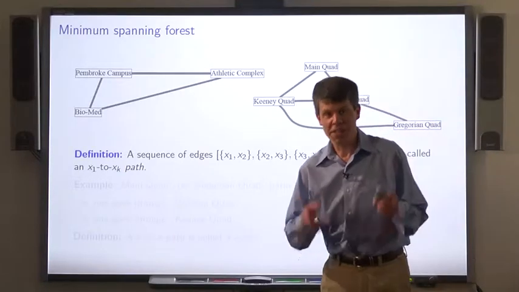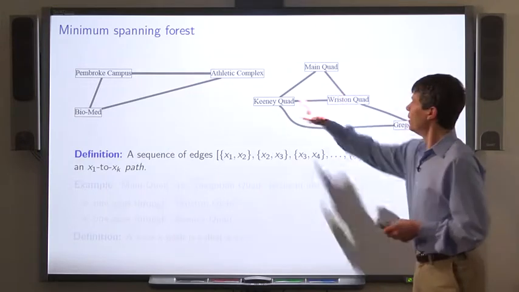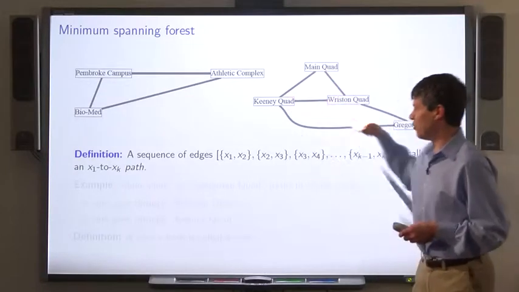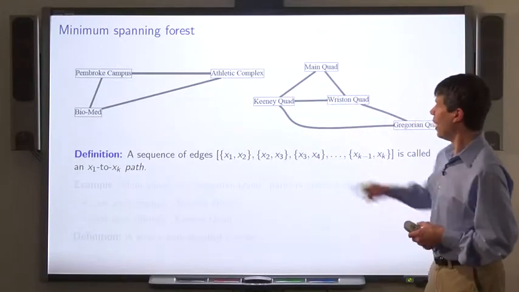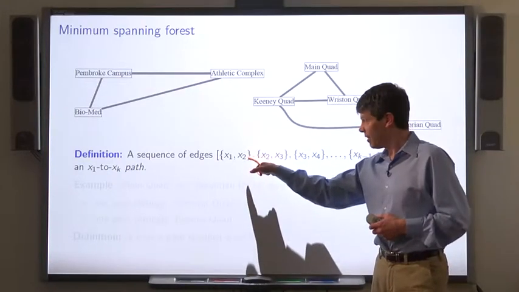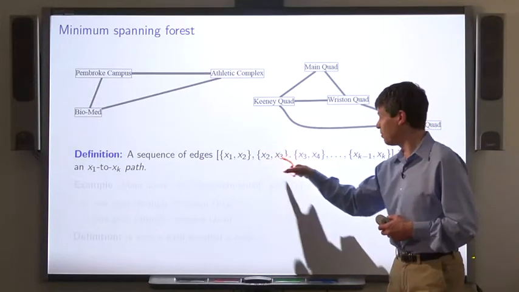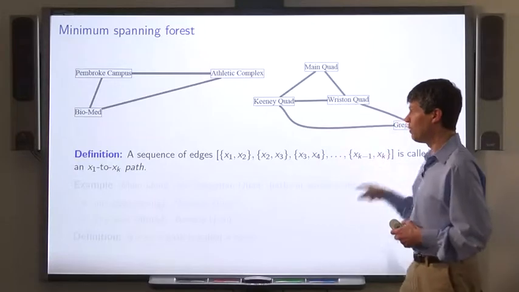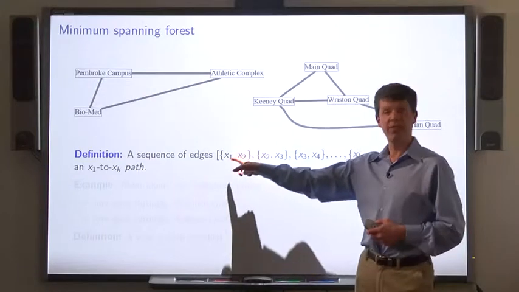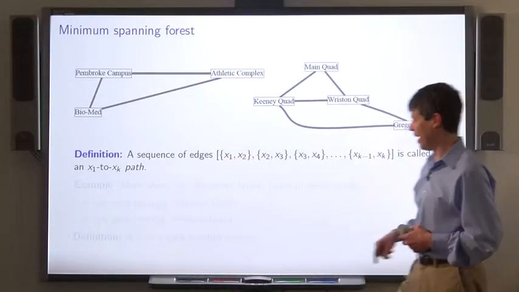I'll illustrate some of the concepts with a graph problem. So this is a graph. These are the nodes. They represent areas of a university, and these are the edges. Now, a sequence of edges where the second element of the first edge matches the first element of the second edge, the second element of the second edge matches the first element of the third edge, and so on, is called a path. It's an x1 to xk path if the first element of the first edge is x1 and the second element of the last edge is xk.